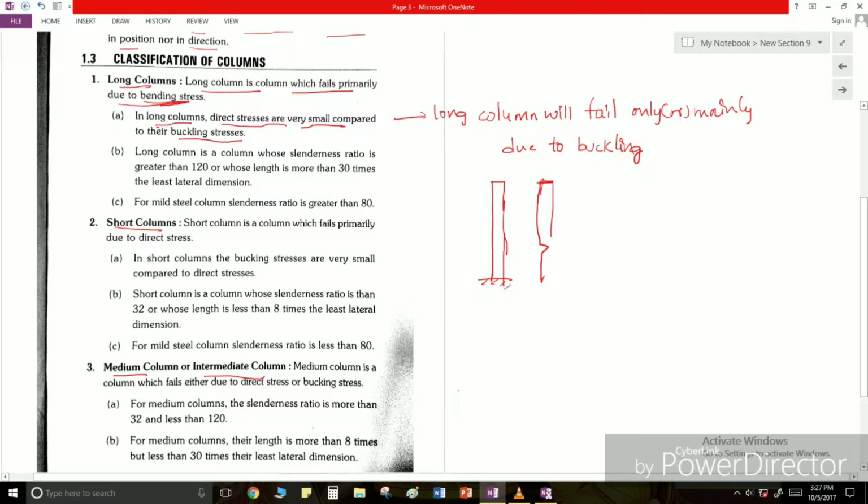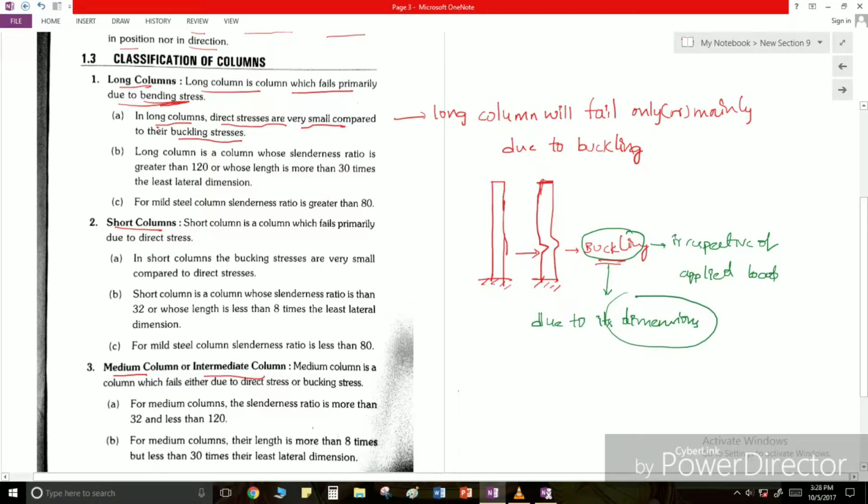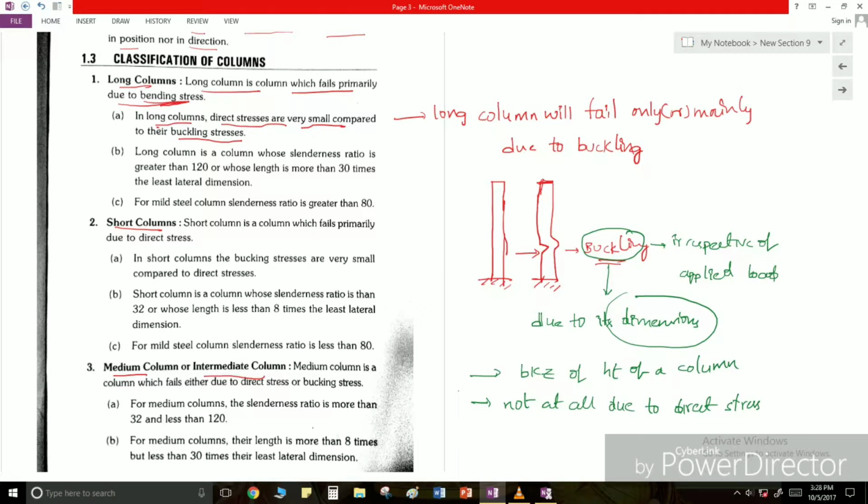This is the buckling phenomenon. Buckling phenomenon is irrespective of the applied load. It is primarily due to its dimensions, because of the height of the column, but not at all due to direct stress.